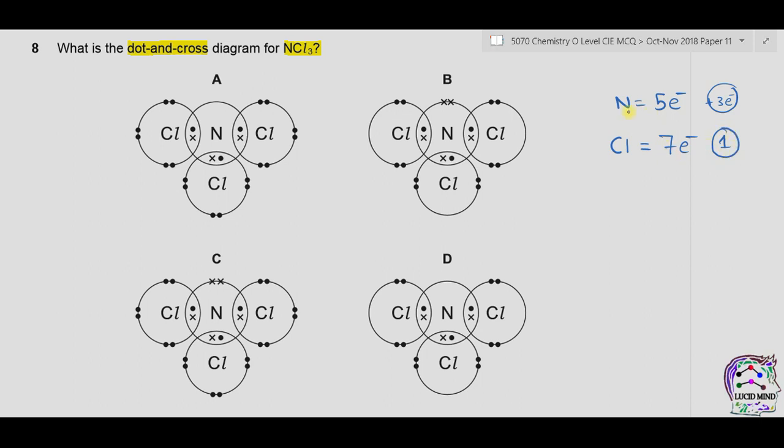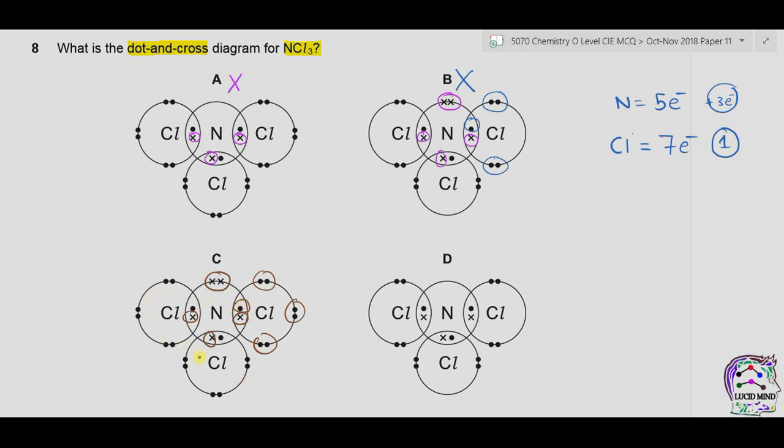Let's first find out the number of electrons in the valence shell of nitrogen. In A we can see we have 1, 2, 3 electrons present in the outer shell of nitrogen, which is incorrect. In B we have 1, 2, 3, 4, 5 electrons present in the outermost shell of nitrogen, which is correct. For chlorine we can see we have 1, 2, 3, 4, 5 electrons present in the outermost shell. This is wrong because chlorine must have 7 electrons. Part C, we can see nitrogen has 5 electrons in outer shell and chlorine has 1, 2, 3, 4, 5, 6, 7 electrons present in the outer shell.